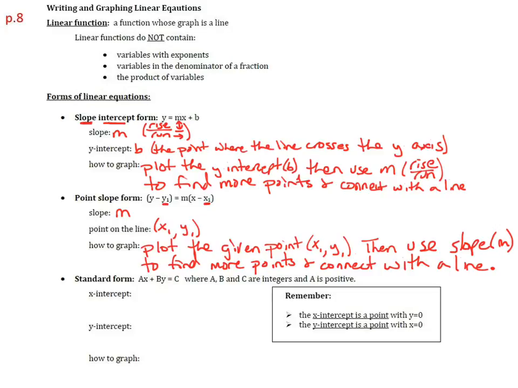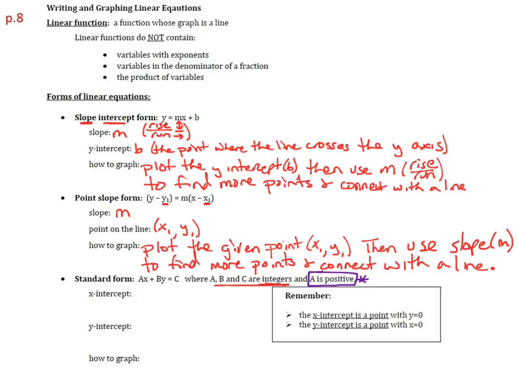Then the third form will be our standard form, and that's where we have ax plus by equals c, where a, b, and c are all integers, very important. And also we want to keep in mind that a is going to be positive. So if you have some number times x plus another number times y is equal to c, you don't have any fractions or decimals in there, and your a value is positive, then you are in standard form.